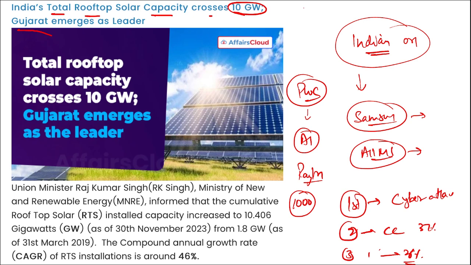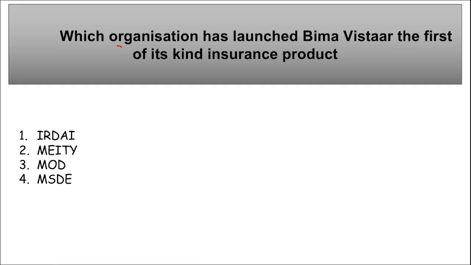So it is huge news, and this is also one of the risks to Indian organizations, Indian startups, because AI is very revolutionary, and you will be seeing multiple job cuts, not just now, you will be seeing them in future also. Multiple job cuts will be happening. Even Google has announced that they will be laying off almost 30,000 more employees in this coming year. Moving on, which organization has launched Bima Vistar, the first of its kind insurance product?